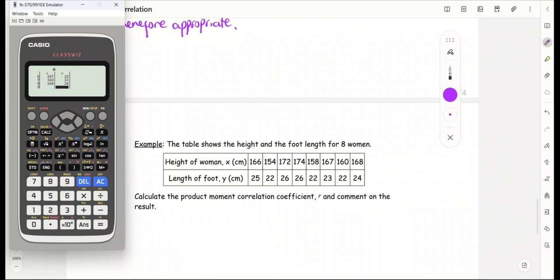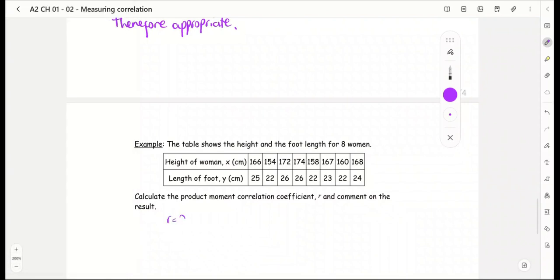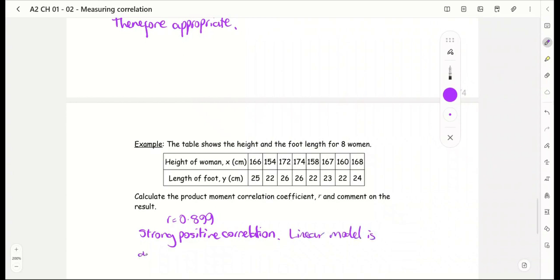Calculate exactly the same way, press the option button, number 4 for regression, and again we are interested in the R value. And to 3 significant figures we have 0.899. This particular value is very close to 1. So a strong positive correlation is indicated. And again, as it is a strong positive correlation for a PMCC, a linear model is appropriate.